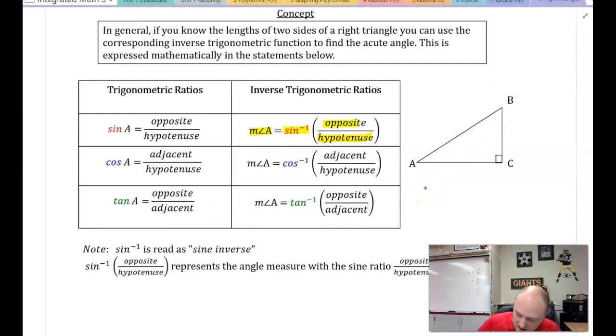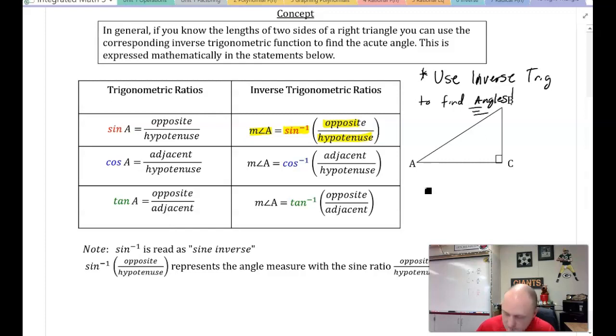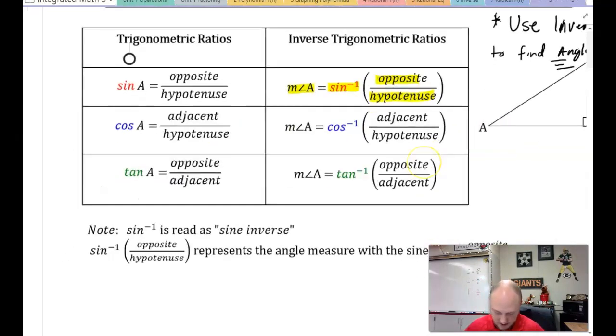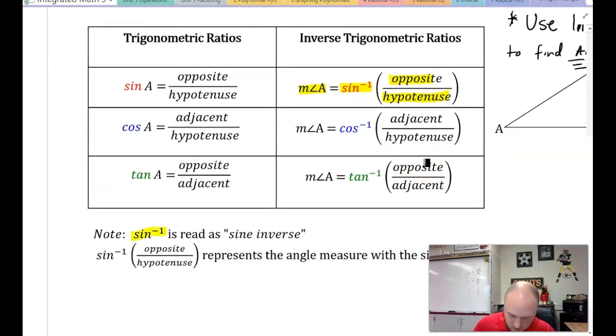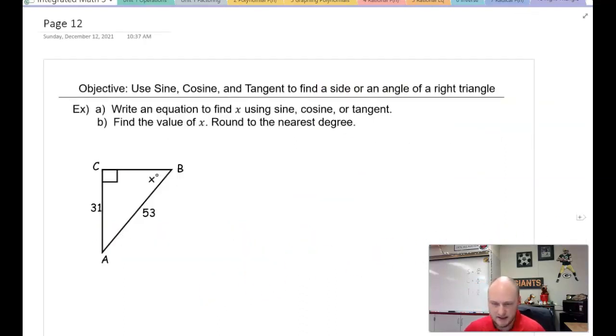You use the inverse, and maybe write this down: use inverse trig to find angles. You find the angles using inverse trig. And again, this is just a note on how we read this. When we have this power of -1, it means inverse. So sine inverse.